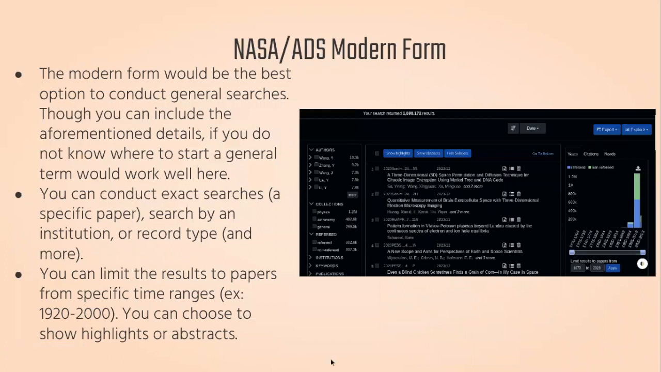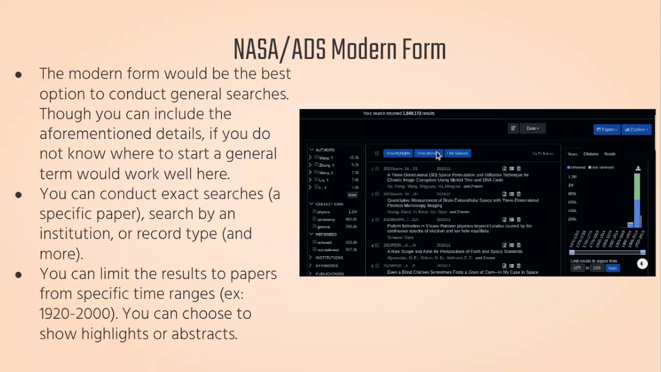The ADS Modern form. The modern form would be the best option to conduct general searches. Though you can include the aforementioned details, if you do not know where to start, a general term would work well here. You can conduct exact searches of a specific paper, search by an institution or record type, and more. You can limit the results to papers from specific time ranges. Example, papers ranging from 1920 to 2000. You can also choose to show highlights or abstracts.